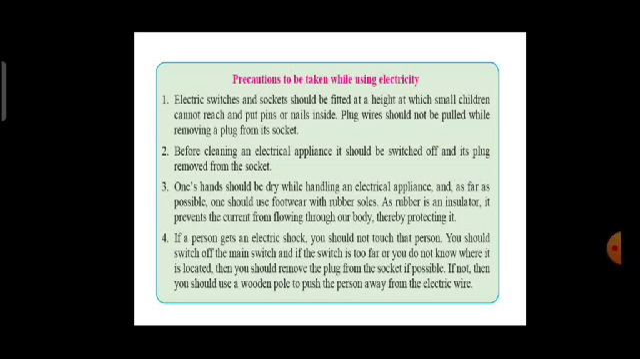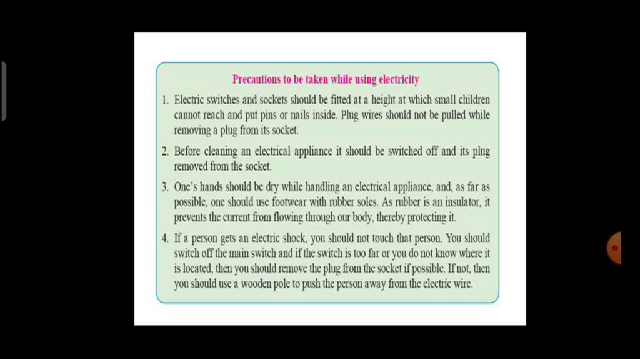At times, our parents also tell us, especially in coolers which have got water, which is a good conductor of electricity. So while filling water in the cooler tank, switch off the cooler, remove the plug from the socket. One's hand should be dry while handling an electric appliance, and as far as possible one should use footwear with rubber soles. This is important because rubber is a bad conductor of electricity. As rubber is an insulator, it prevents the current from flowing through our body and thereby protects it.